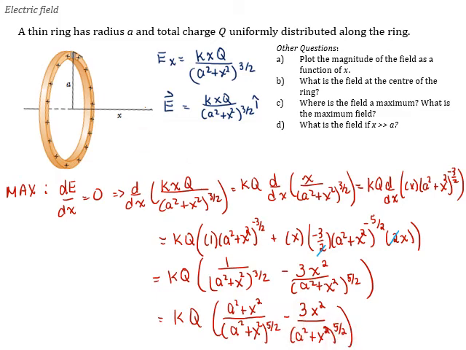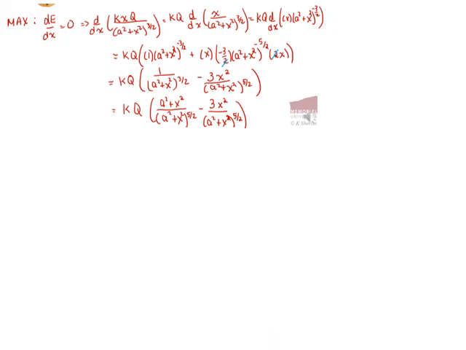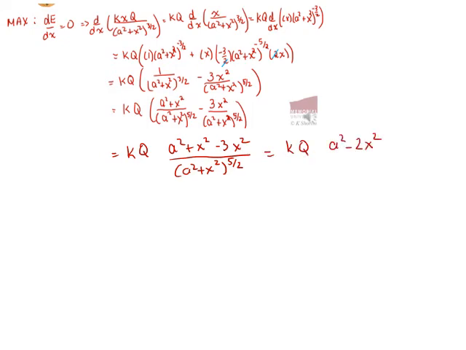I think I'll write that on the next slide. Let's keep going with the expression now. So that's k times q, a squared plus x squared minus 3x squared all over a squared plus x squared to the 5 over 2. So that's k times q times a squared minus 2x squared over a squared plus x squared to the 5 over 2. Okay, that's about as simple as I can go.